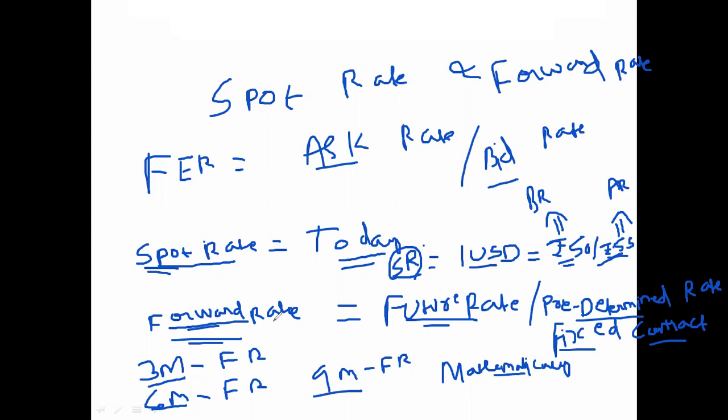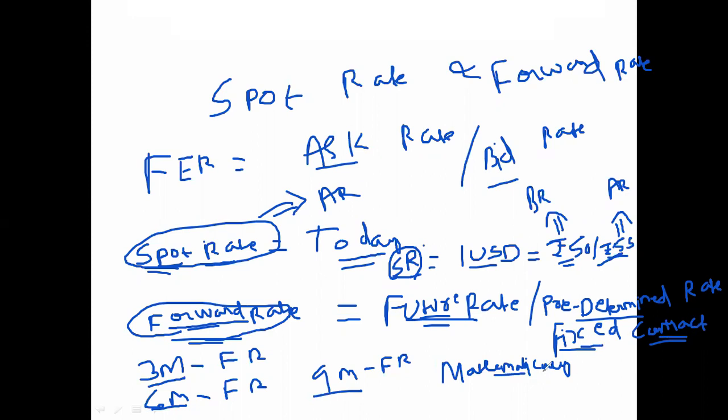So if today you want to buy foreign currency, which rate will be applied? The spot rate. This will be the actual market rate. Another rate, known as the forward rate, means the future rate or the predetermined rate or fixed rate. This will be fixed through a contract between the customer and the bank, for a future time. Now why a forward contract is entered and how it is determined, we will be discussing in the next class.